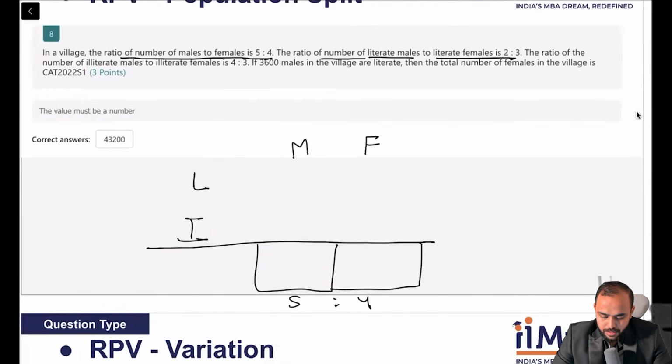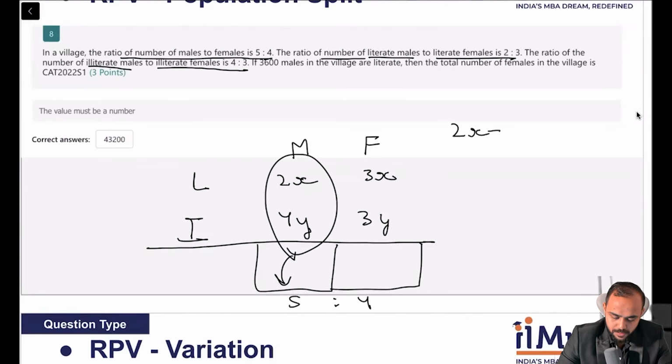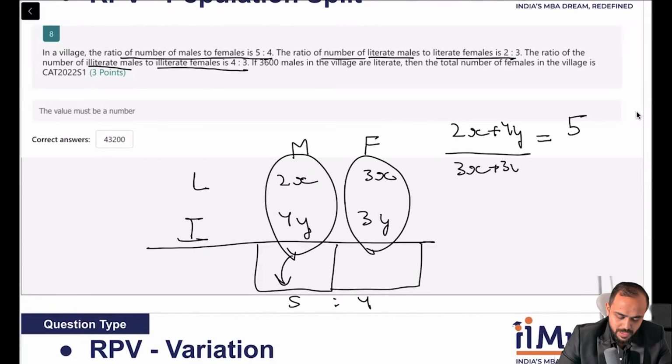Number of literate males to number of literate females is 2 is to 3. So this is 2x, then this will be 3x. Number of illiterate males to illiterate females is 4 is to 3. So this becomes 4y and 3y. Now I can solve this. I can get the ratios of x and y. Why? Because this sum is going to give me males, which is 2x plus 4y. This is going to correspond to 5. And this sum will give me total females, which is 3x plus 3y, which should correspond to 4. This will give me the ratio of x and y.